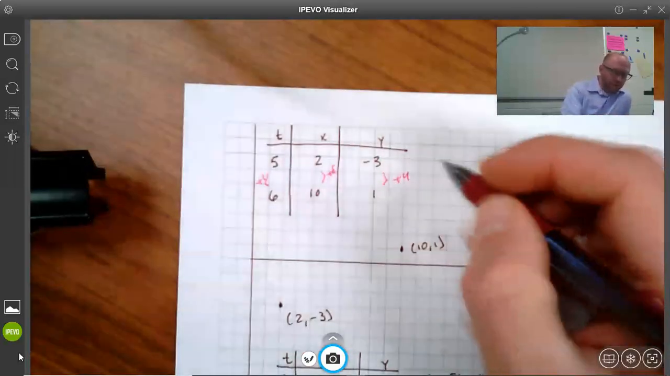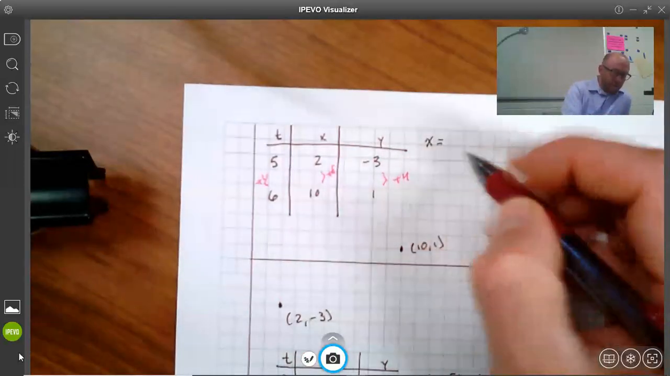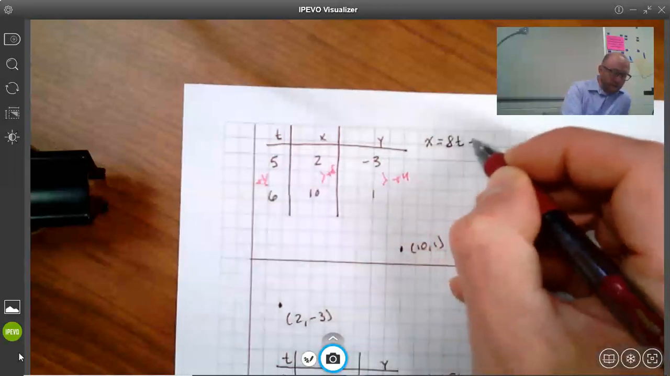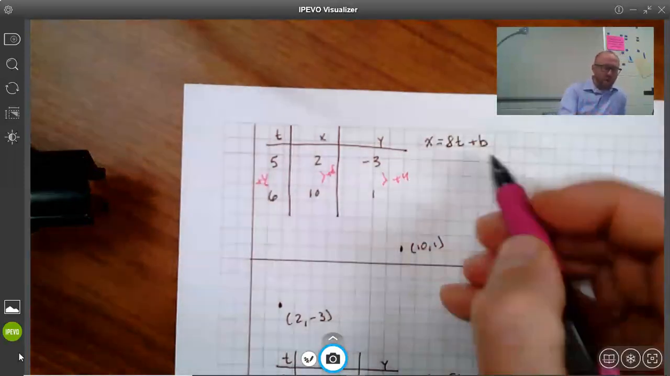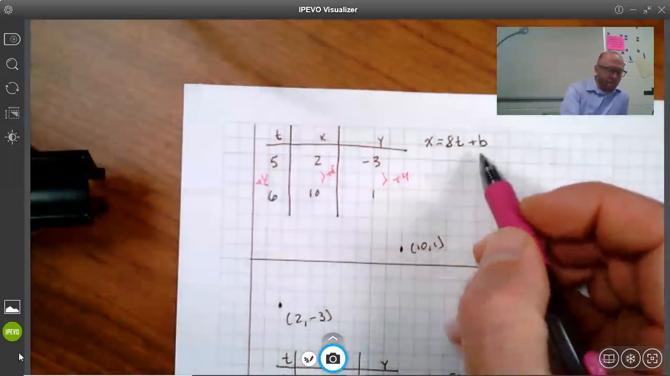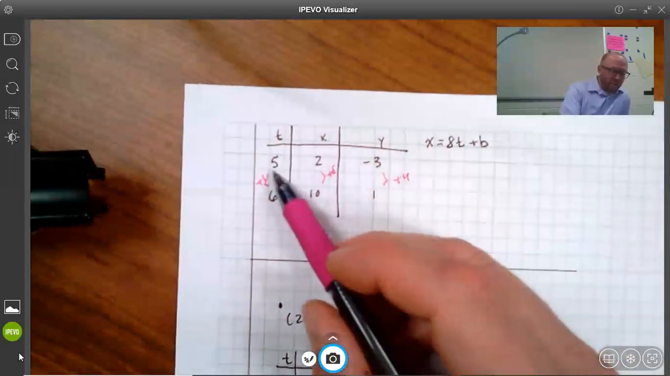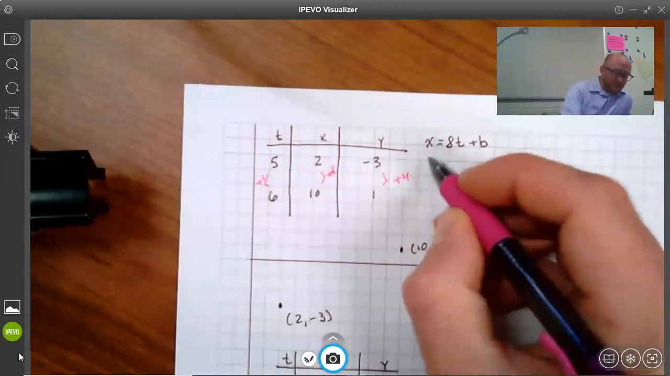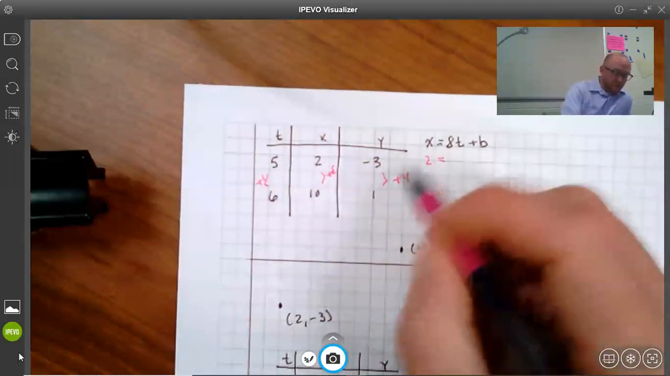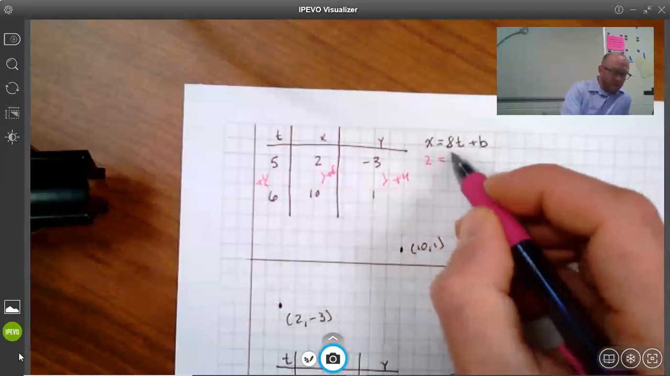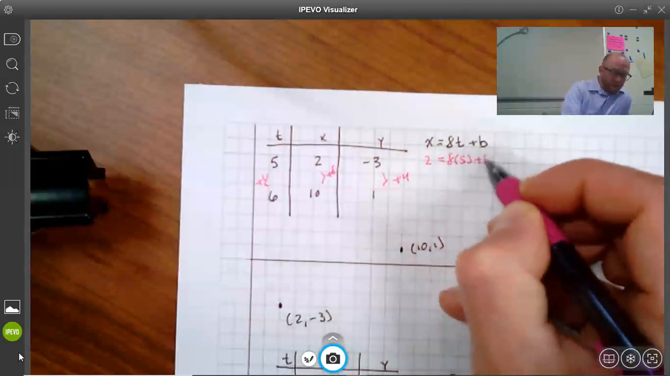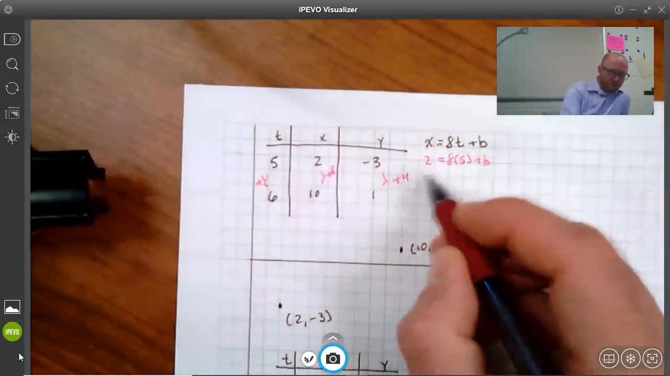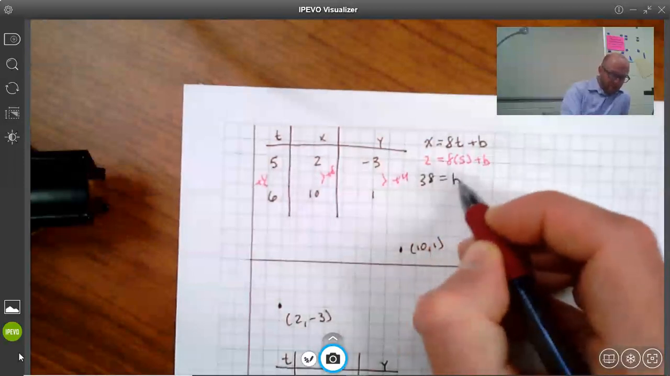So our formula will be, we have x equals, remember it's 8 to 1, so it's still going to be 8t plus our unknown number, our b number here. We have to add or subtract to make this work, because 8 times 5 is 40, not 2. So we'll put in 2 for x and 5 for t: 8 times 5 plus b. 8 times 5 is 40. Subtract 40 from each side, and we get -38 equals b.